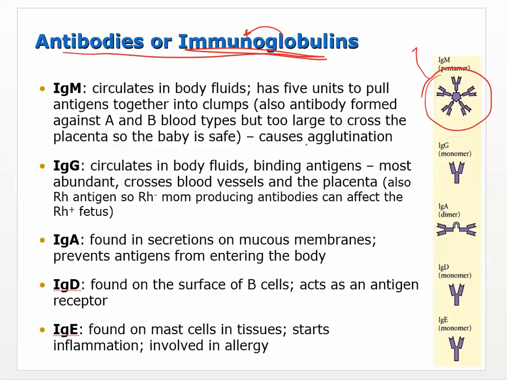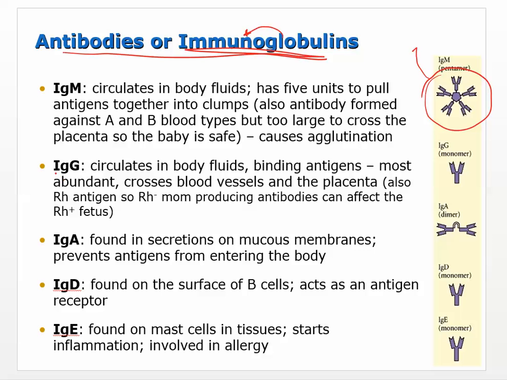Okay, and so what it does is that it causes this clumping and agglutination, and this is what happens when you put an IgM antibody against A-type blood into A-type blood. It's going to cause all that A blood to kind of chunk together and cause clumping.